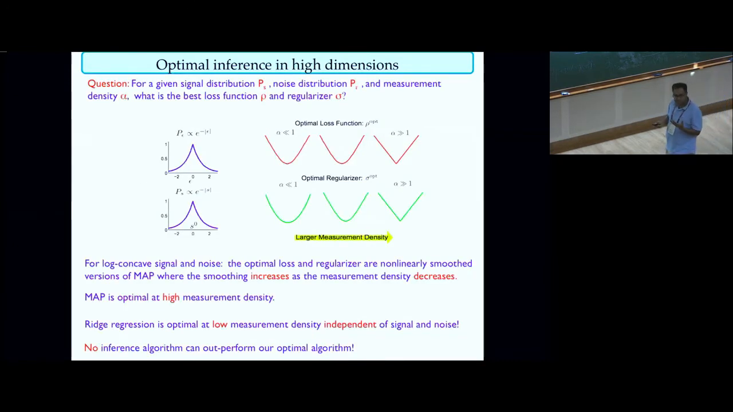Okay, the answer turns out to be surprisingly intuitive. Let's look at the special case where the noise is Laplacian noise, so it has this distribution. The signal is Laplacian, so it has this distribution.